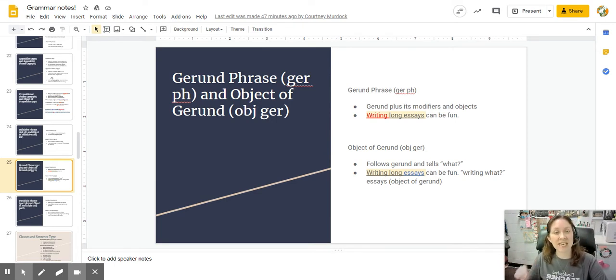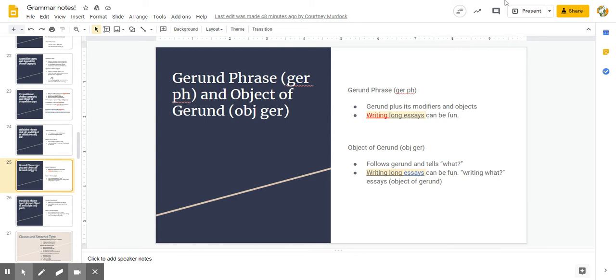It's going to be a noun. So writing long essays is the subject then, and then what do they do? They can be fun. So, an object of a gerund, if I were to ever ask you this question, is like a direct object. So, writing what? And the answer would be writing essays. So, writing essays is my subject, it's my gerund, it's my thing, and then they can be fun.